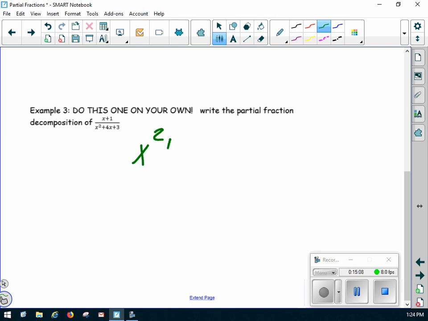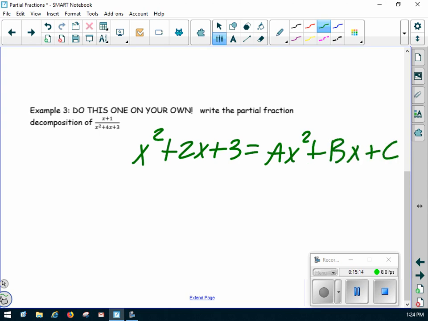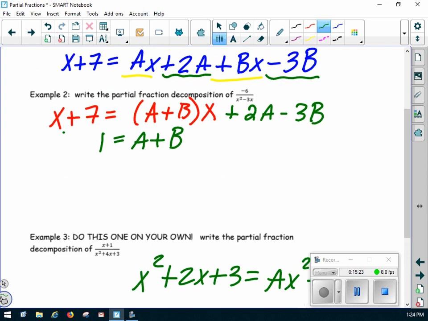I give you x squared plus 2x plus 3 equals ax squared plus bx plus c. What's a have to equal? 1. What's b have to equal? 2. What's c have to equal? What's a plus b have to equal? It's the coefficient of x. So what's the coefficient of x over here? 1. So a plus b has to equal 1.